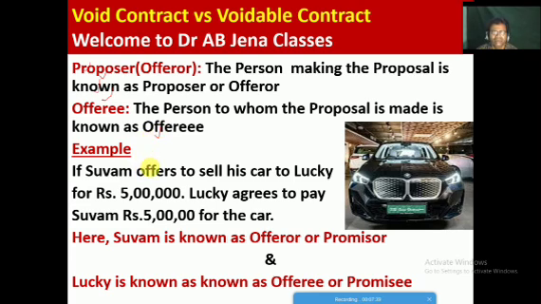Example: if Shubham offers to sell his car to Lucky for 5 lakh rupees and Lucky agrees to pay Shubham 5 lakh rupees for the car, then Shubham is the offerer or promisor, and Lucky is regarded as the offeree or promisee. So friends, now you are clear.